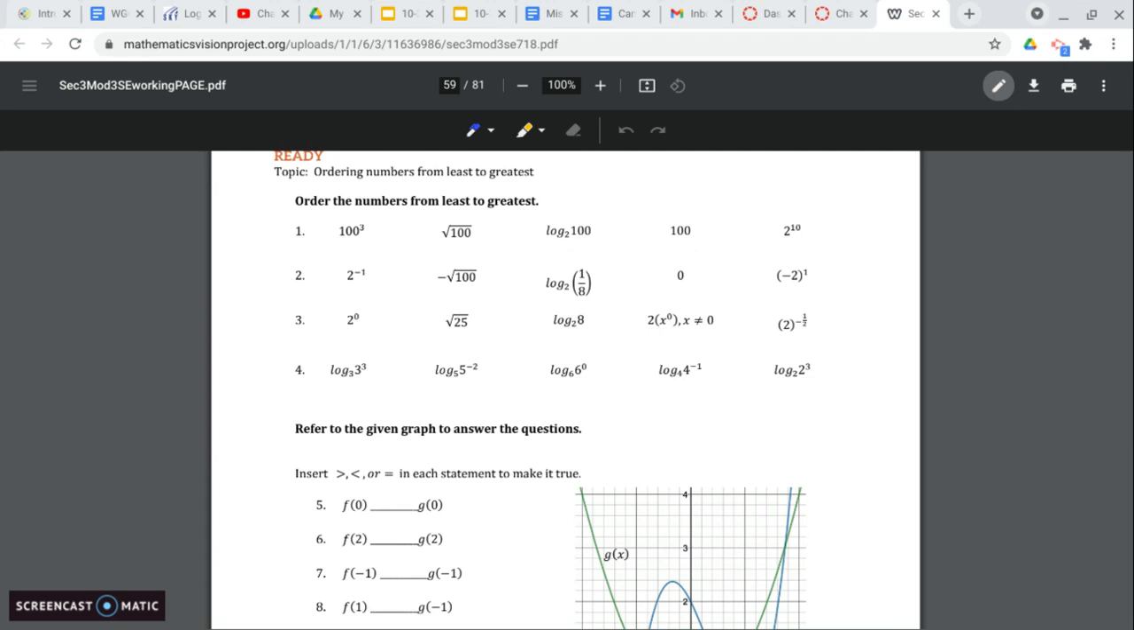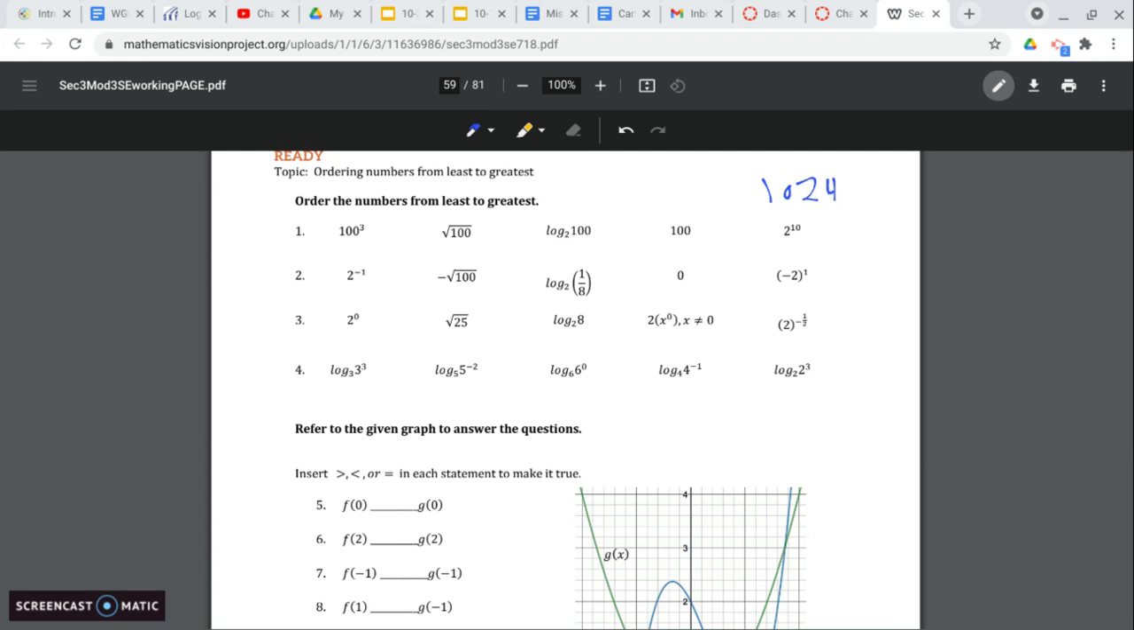If we take 2 times 2 times 2 all the way up to 2 to the 10th, we're going to get 1024. Now, 100 to the third power is 1 million. So 1 million is definitely the largest on here.